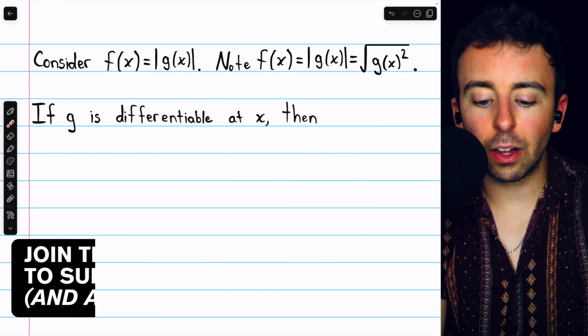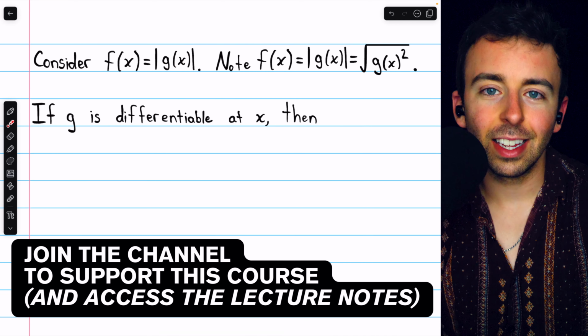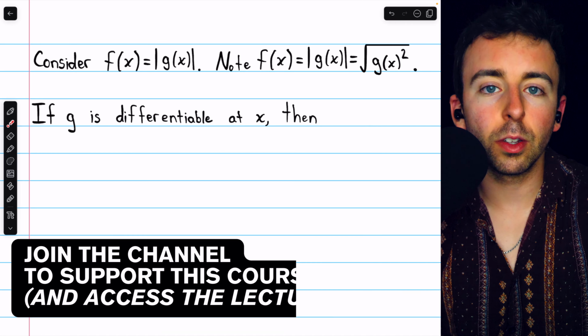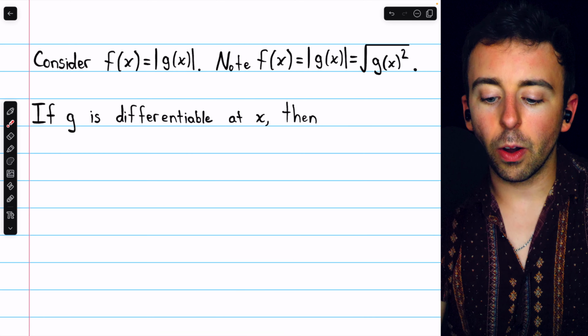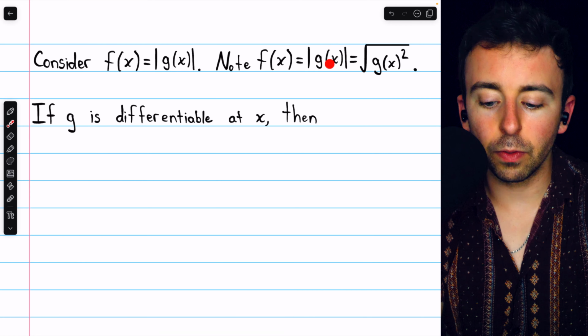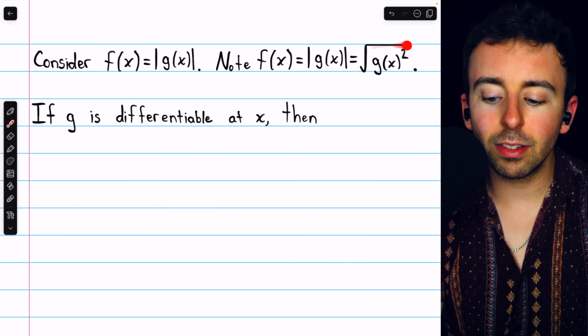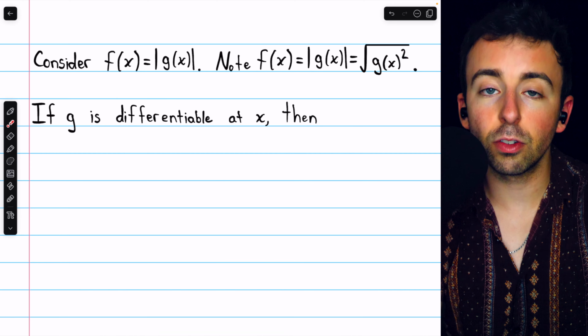Consider the absolute value of a function g of x. Taking the derivative of an absolute value function like this is actually pretty easy. You just have to know that the absolute value of g of x is the same as the square root of g of x squared.